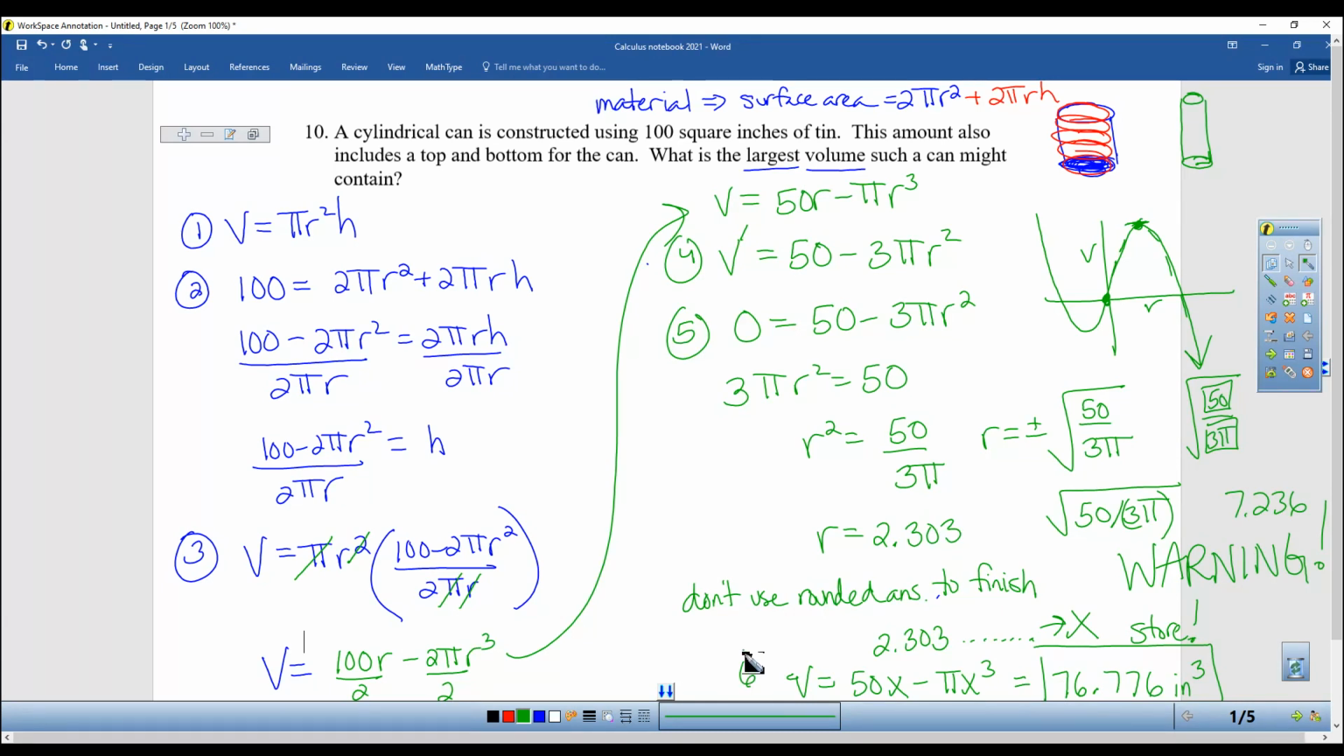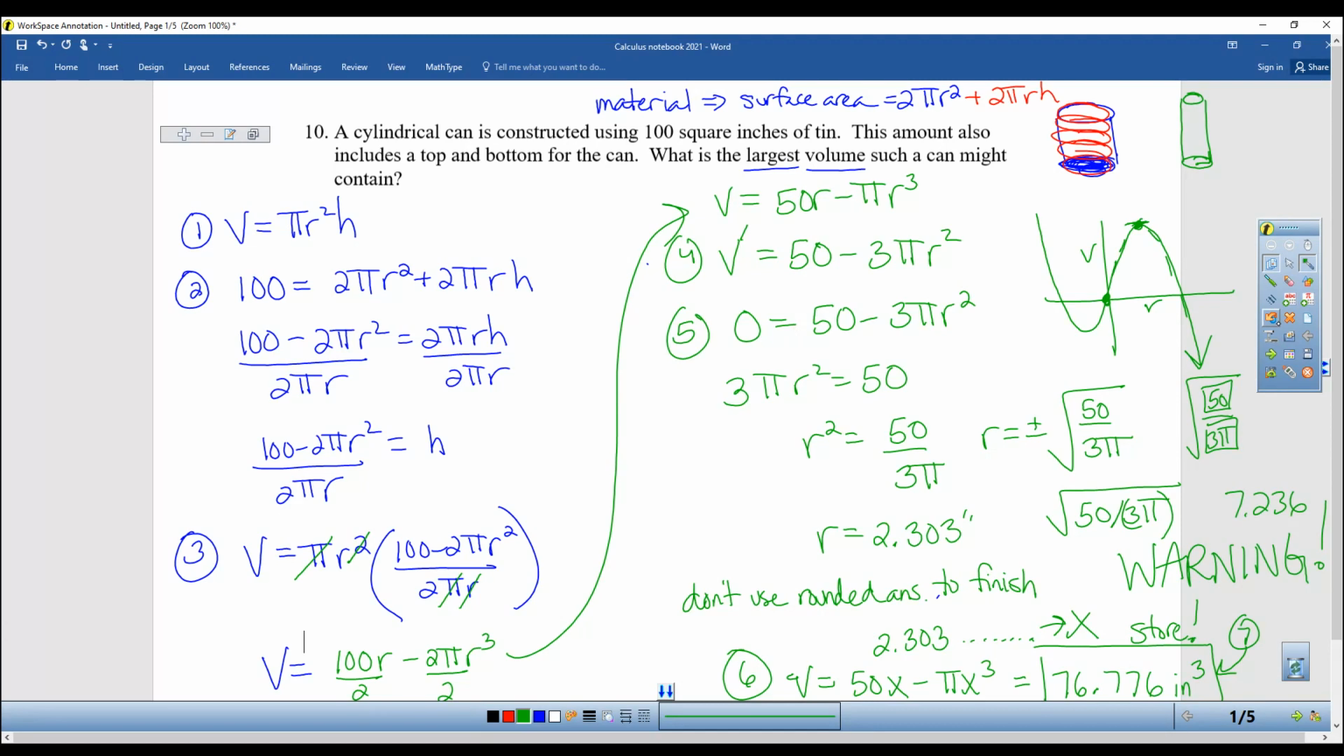So step 6, make sure you know what you're finding. Step 7, make sure you have the units. Radius would just be inches. Height would just be inches. Surface area would be square inches, and volumes are cubes.